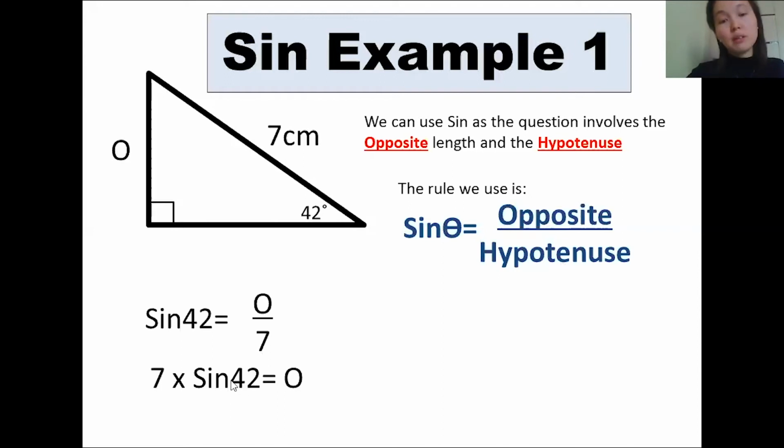To learn the value of sine 42 degrees, we will use a trigonometry calculator, and we multiply its value by 7 and get the length of the opposite side, and it's equal to 4.68 cm. Okay, let's continue.